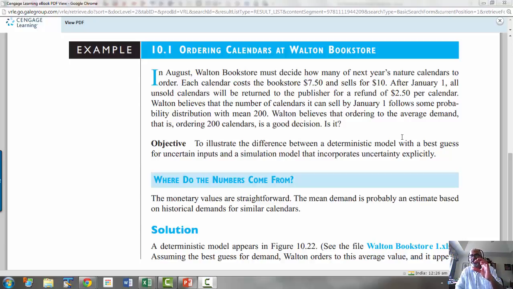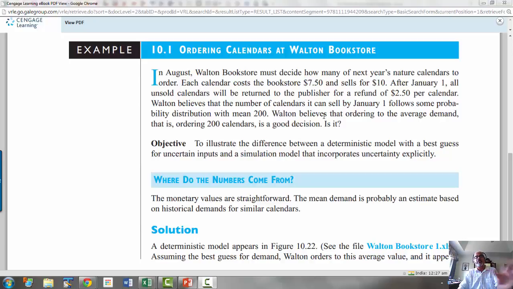We looked at a similar example in Chapter 2, where we return unsold items. Now, the store believes that the demand for the calendars will be on the average equal to 200, but there is some probability distribution, but the average will be 200. And the question is, if we go by this average demand of 200 and we buy 200 calendars from the publisher, is that a good decision? So that's what we're going to analyze.